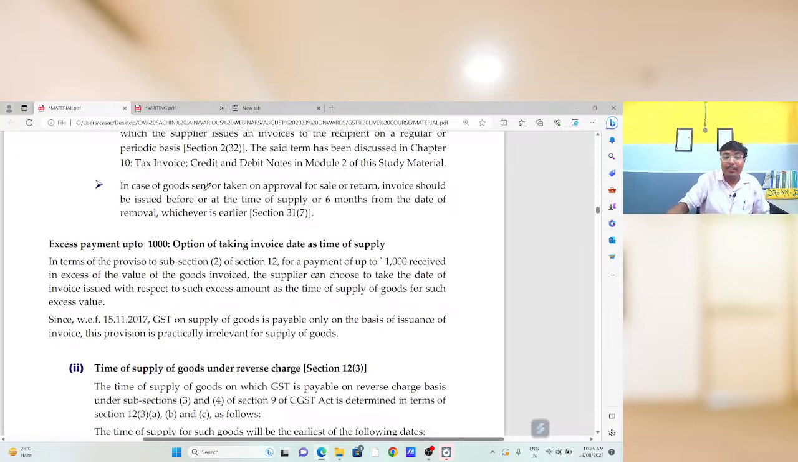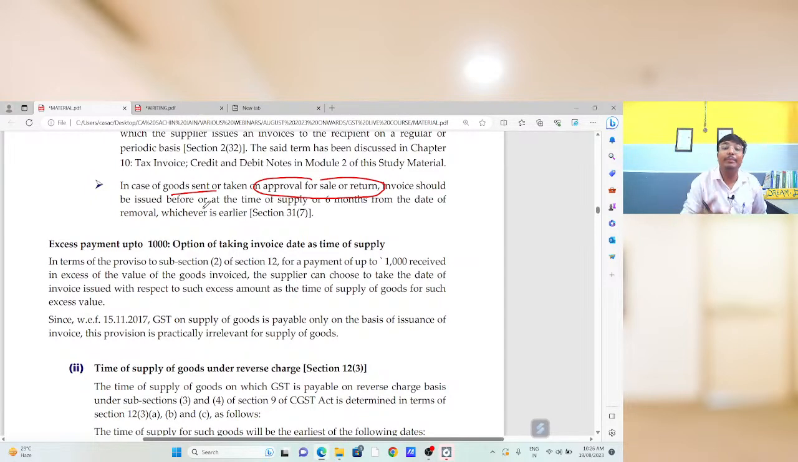When I sell goods taken on approval for sale or return basis, the time is when he accepts. Suppose I had made supply of certain goods to Mr. X on approval basis. I told him, you just need to use that particular product. If you agree with the quality, I will sell you the product and issue the invoice of sale. And if you are not satisfied with the quality of that particular product, you may return the same.